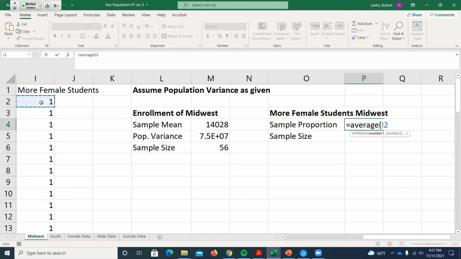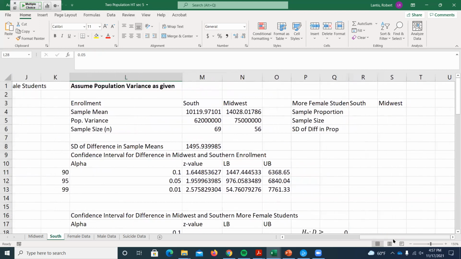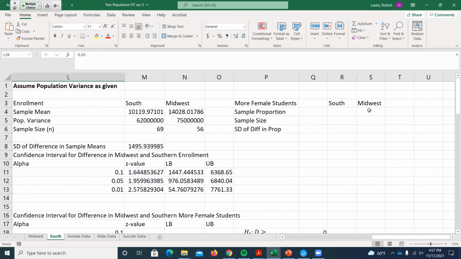So I'll find the mean of this 1-0 variable. Right? Remember, that's hold Control and Shift, or Command Shift on a Mac, and the down arrow. We can use that count function for finding our sample size. Hopefully we're getting familiar with this. We've used it a lot at this point. So I've got about 3/4 of the universities in my sample from the Midwest having more female than male students. This is pretty in line with a lot of the research showing the trends of undergraduate enrollment.